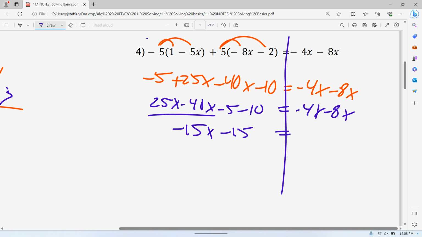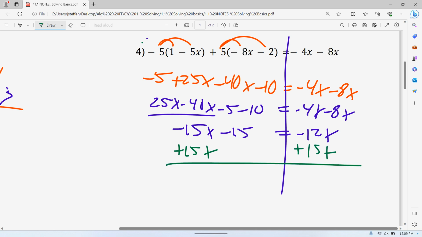Minus 8 is -12x. Again, you do not have to do that step a lot as the part of the math goes, but it does help a little bit. From here, add 15x to both sides. So I have negative equal to -12 plus 15 is +3. Divide both sides by 3. X is equal to -5.